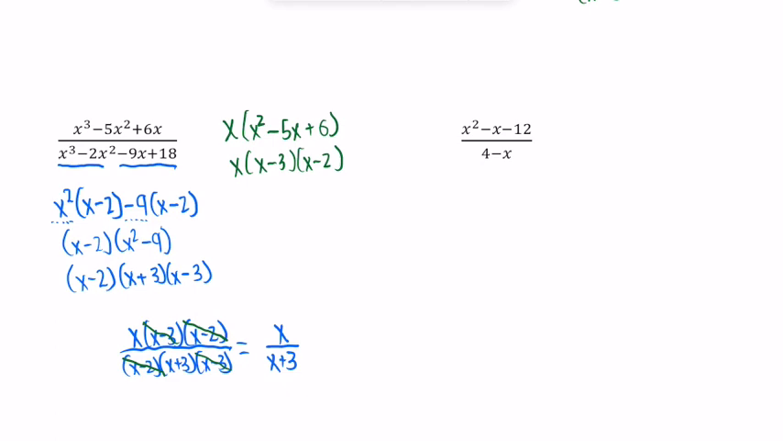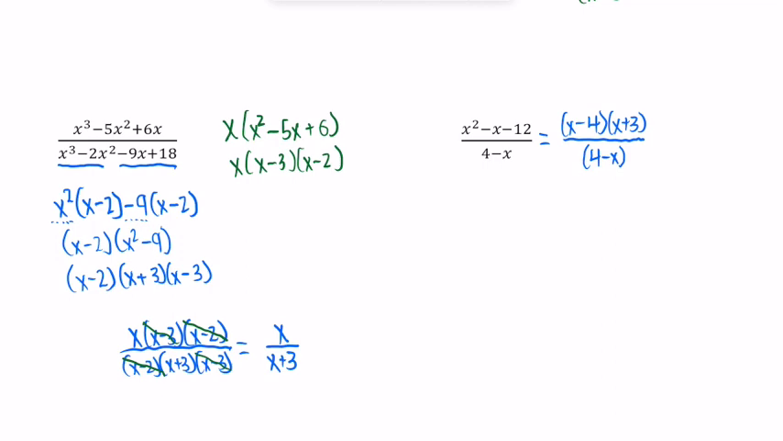Looking at our next problem, x squared minus x minus 12 in the numerator, to multiply to be a negative 12, but add up to a negative 1, we would have x minus 4 times x plus 3. Now 4 minus x in the denominator we can't factor. So I'll put parentheses around it to remind myself I have to treat it as a group and either cancel out the whole thing or nothing.